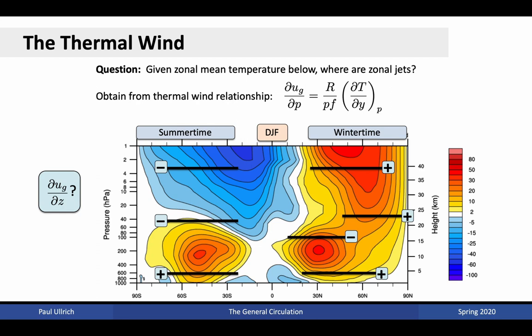The presence of the jets is indicated by where we flip sign from these cross sections. Namely, it must occur between a region where we have increasing zonal winds below and decreasing zonal winds above. So this nicely allows us to isolate the positions of these zonal jets within the zonal wind profile.